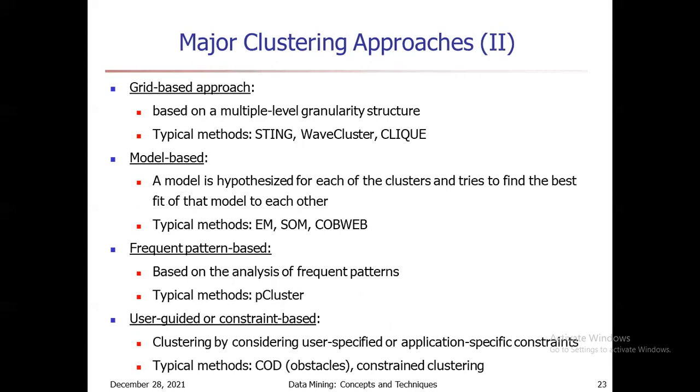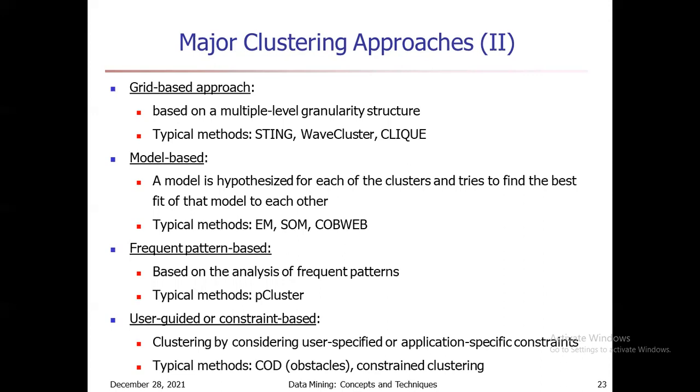Next, the grid-based approach. What is the grid-based approach here? It is based on a multiple level granularity structure, and typical methods are STING, WaveCluster, and CLIQUE. Okay. And then the model-based approach. A model is hypothesized for each of the clusters and the method tries to find the best fit of that model to the data. And typical methods are EM, SOM, and COBWEB.